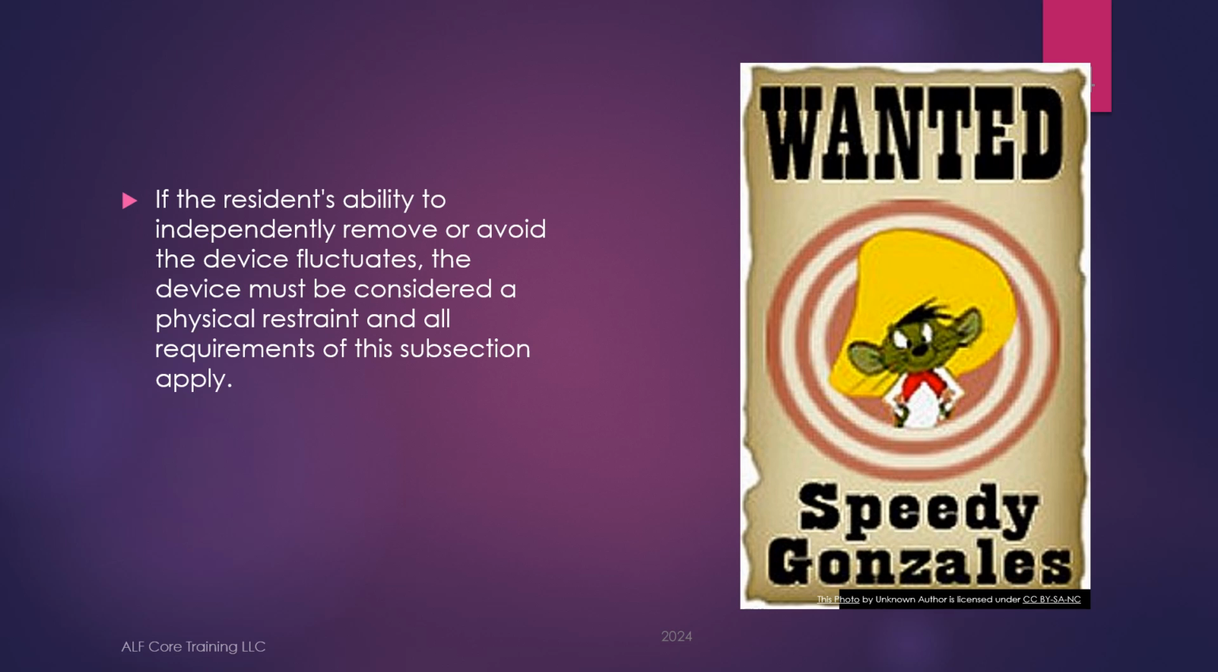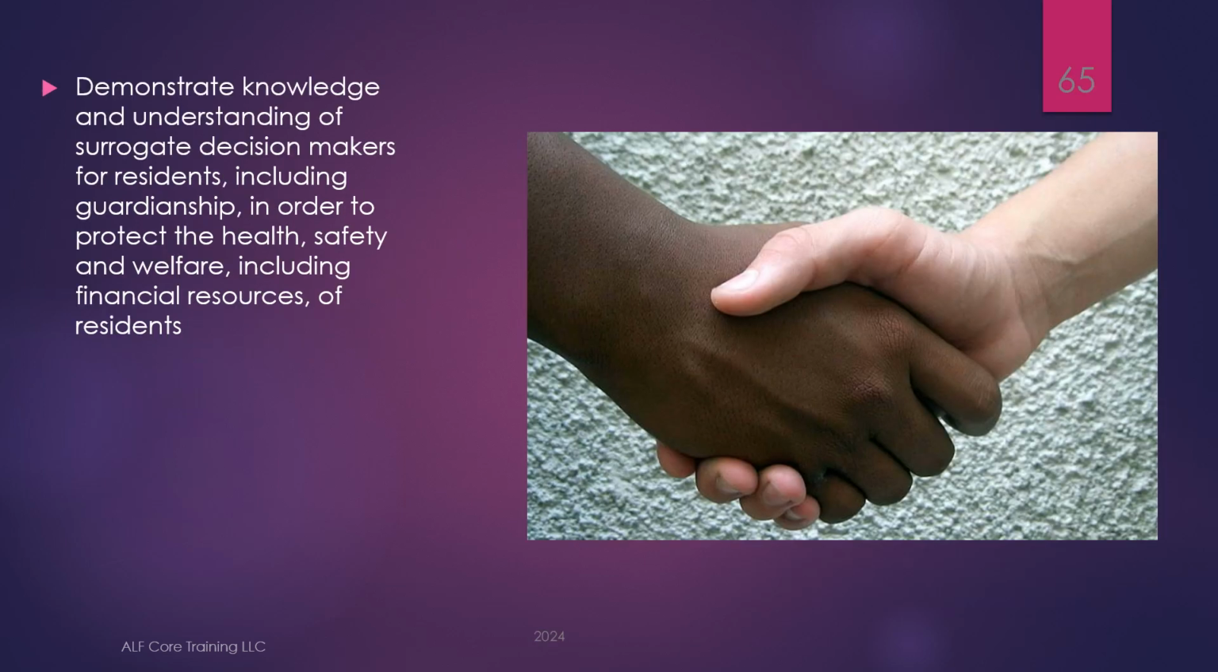If the resident's ability to independently remove or avoid the device fluctuates, the device must be considered a physical restraint and all requirements of this subsection apply. Demonstrate knowledge and understanding of surrogate decision makers for residents, including guardianship, in order to protect health, safety, and welfare, including financial resources of residents.